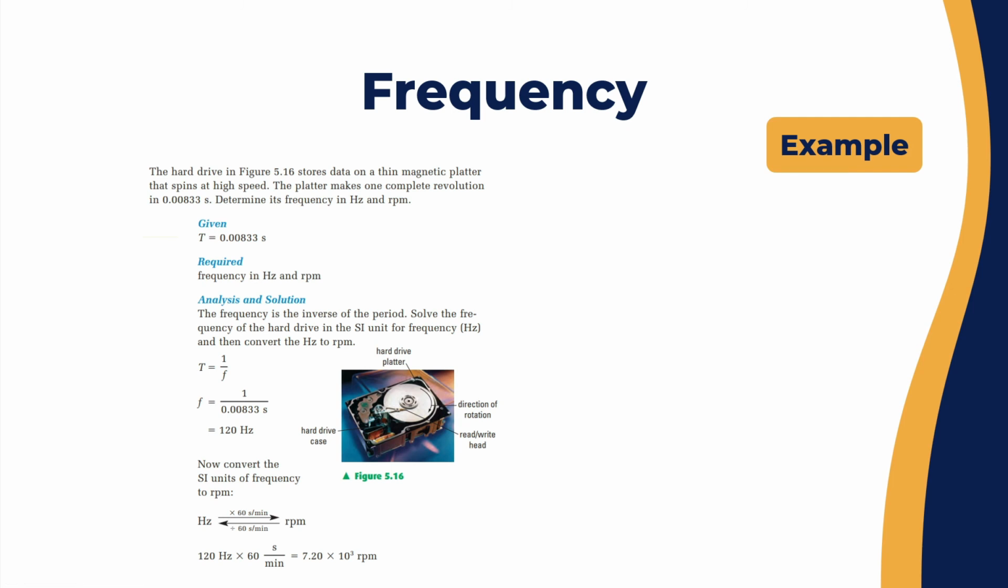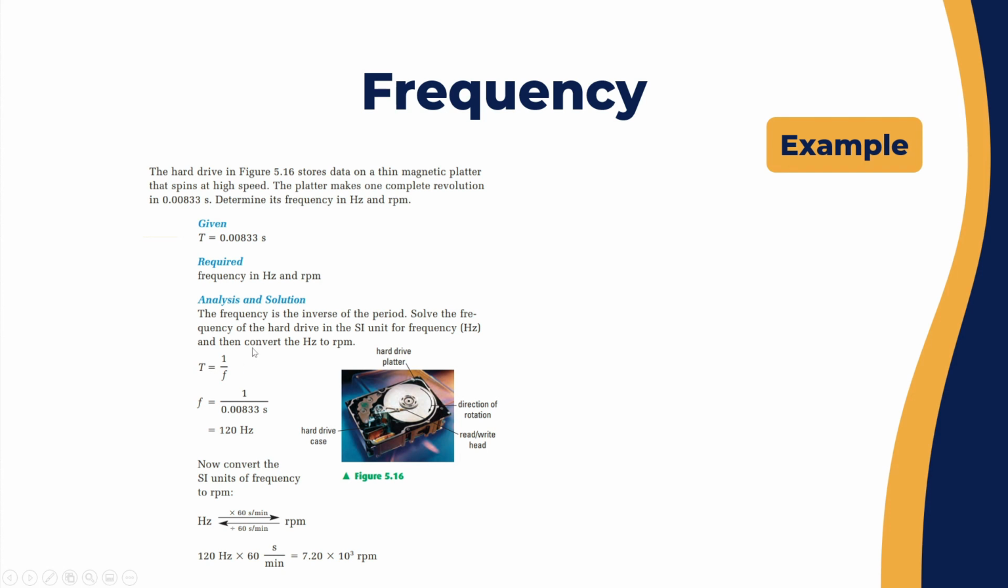Now let's take an example on how to find the frequency. A hard drive is in your laptop, in your PC at home. It stores data on a thin magnetic platter that spins at high speeds. The platter makes one complete revolution in 0.00833 seconds. Find the frequency in Hertz and in RPM. So we have the T here. The complete revolution is the period, equals 0.00833 seconds. Find the frequency in Hertz and RPM.